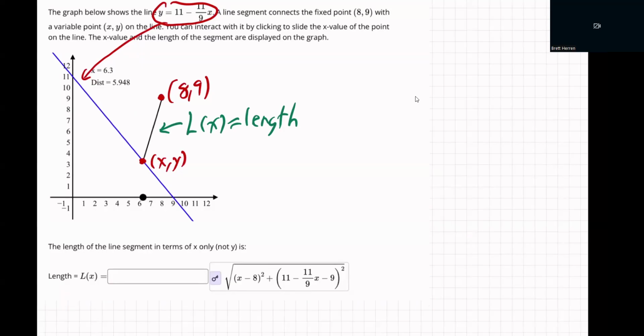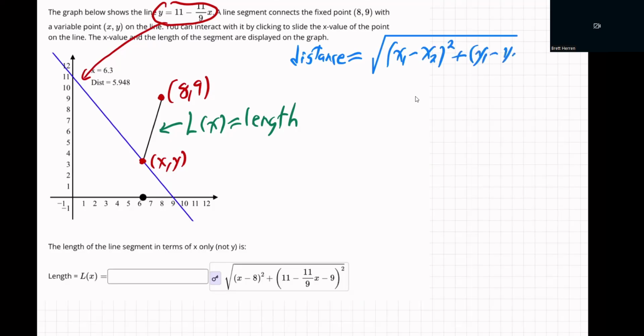And so the distance formula, this is one thing you'll need to know and have in your notes. The distance between 2 points is the square root of x1 minus x2 squared plus y1 minus y2 squared. That's how you find the distance between 2 points.